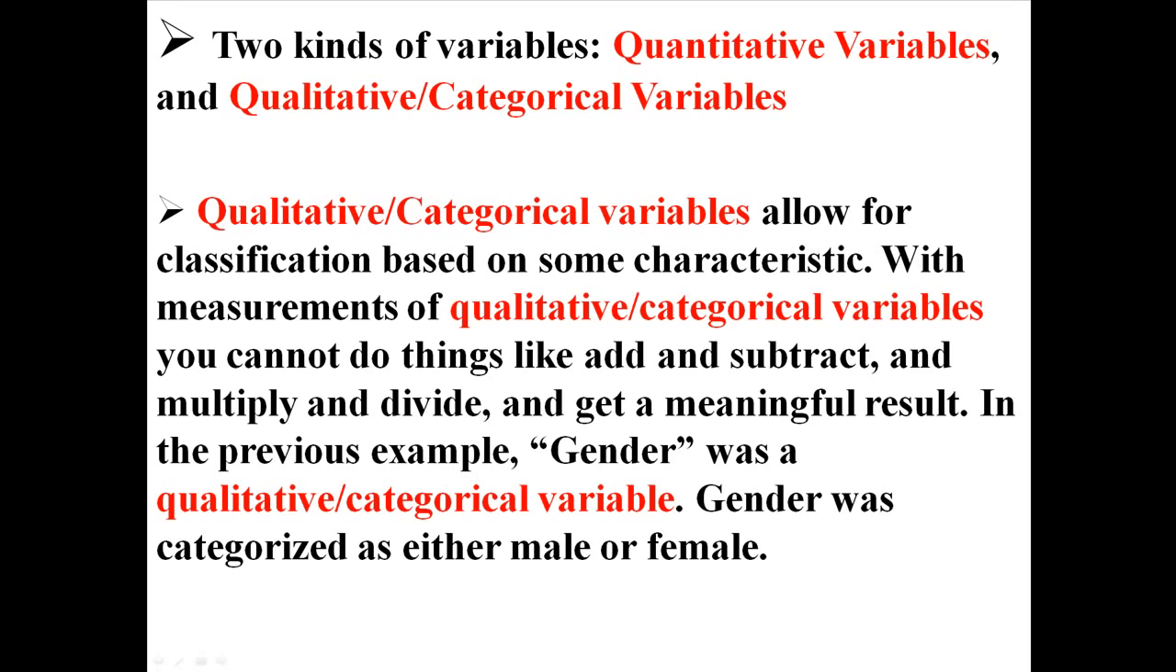Now, qualitative variables, or categorical variables, allow for classification based on some characteristic. With measurements of qualitative variables, you cannot do things like add and subtract or multiply and divide and get a meaningful result. Like for example, gender is a qualitative variable, gender being male or female. You cannot add or subtract from either of those things and say male is 2 more than female or something like that, because it wouldn't make any sense.